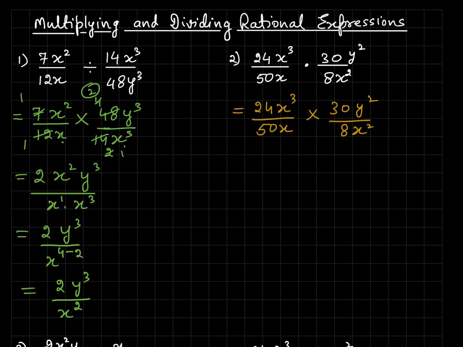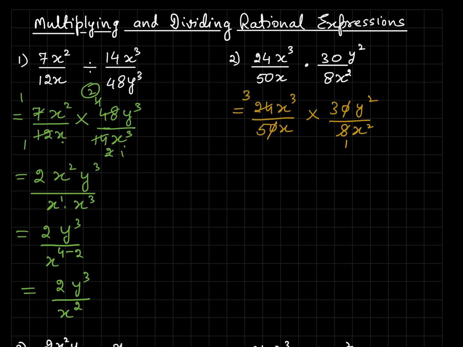As we can see, 30 and 50, 10 threes and 10 fives, so I can simply cancel the zeros. And 24 divided by 8 is 3, so I can write here 1 and here 3.